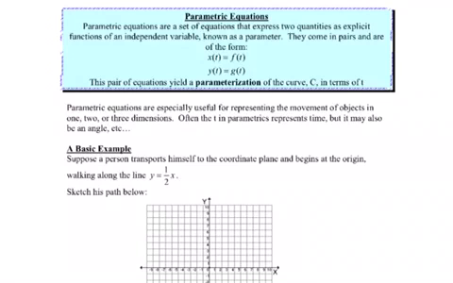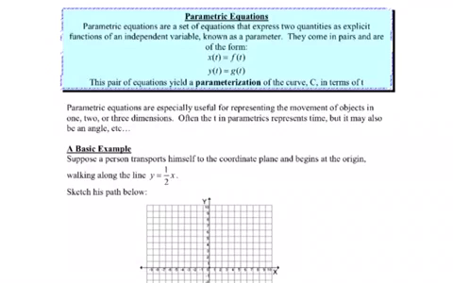All right, so we're going to talk about parametric equations. Parametric equations are a set of equations that express two quantities as explicit functions of an independent variable known as a parameter. It actually can be two or more equations, but we're only dealing with two dimensions, so it's going to be two equations. They are of the form x is a function of t, f of t, and y is a different function of t. Here they call it g of t.